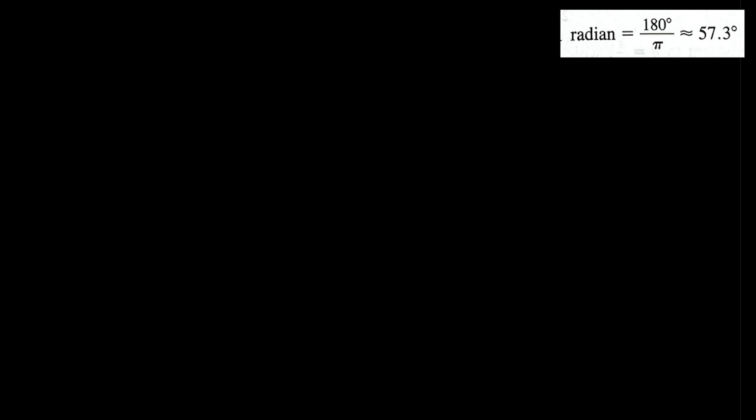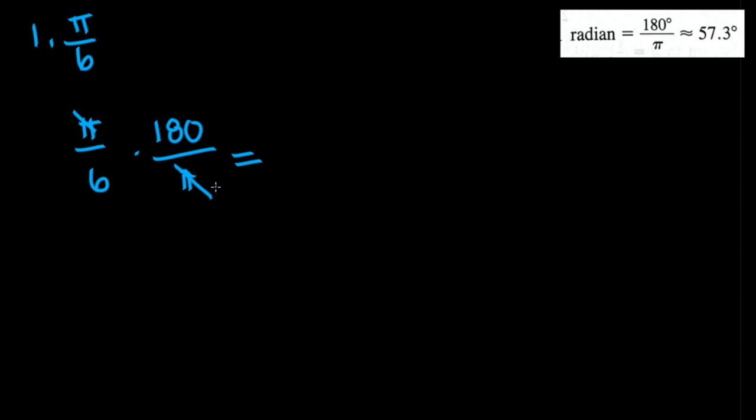Now let's try expressing radians in degrees. Our first problem says pi over 6. The way that we would express this in degrees is by flipping the fraction. So instead of pi over 180, it's going to be 180 divided by pi for us to transform radians into degrees. So our equation is going to say pi over 6 times 180 degrees divided by pi, and you can see that the 2 pi's cancel out. So we're going to have our answer left in degrees.